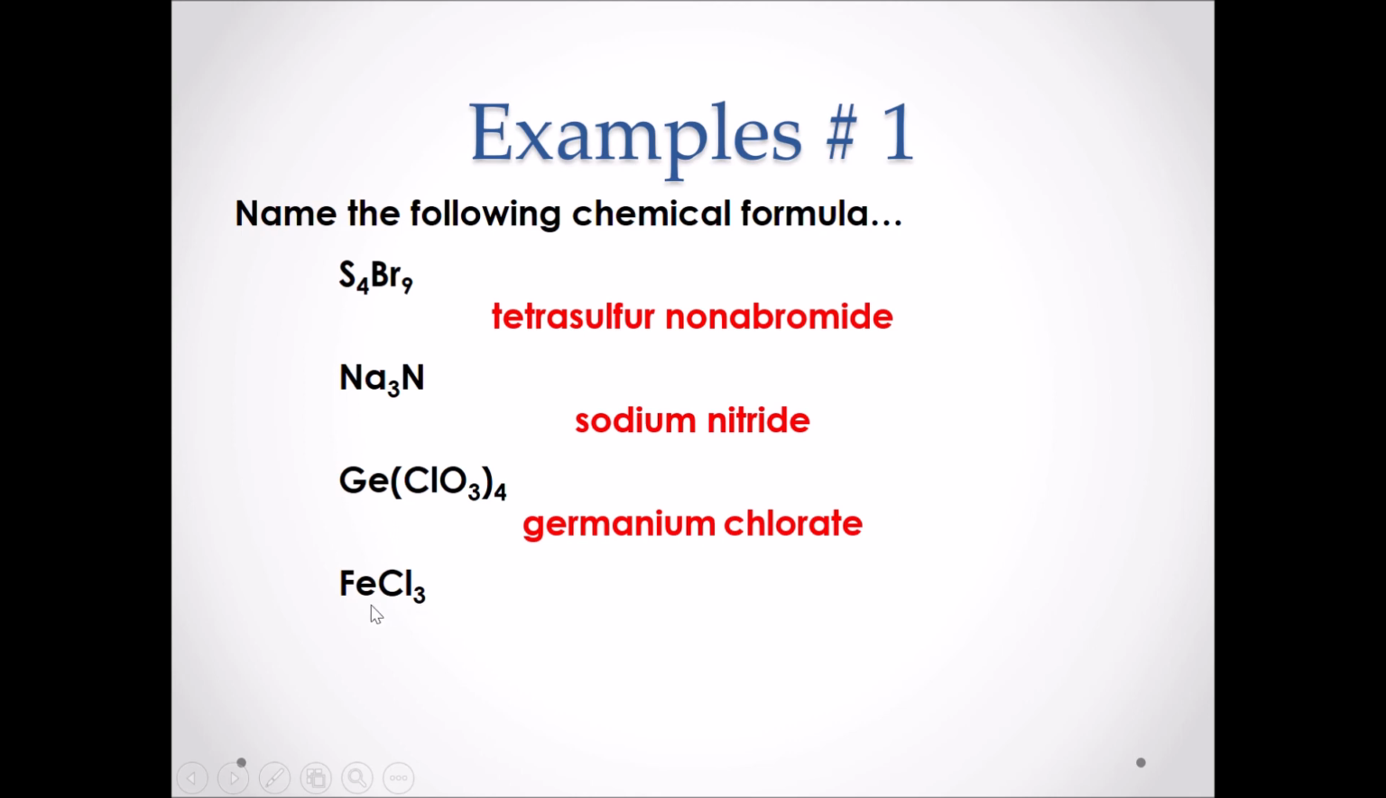And finally, we have FeCl3. This is also ionic, a metal plus a nonmetal. But don't forget that iron has multiple charges. And when you have a metal with multiple charges, you have to show a Roman numeral. Therefore, we have iron(III) chloride.